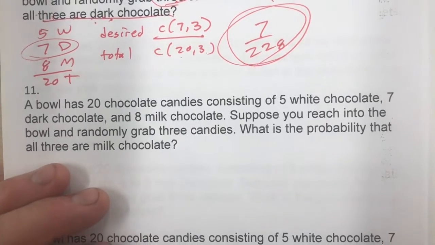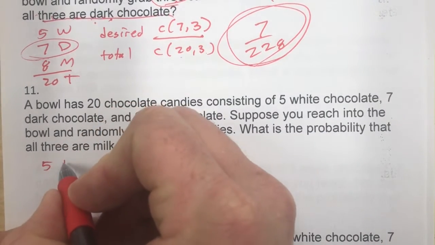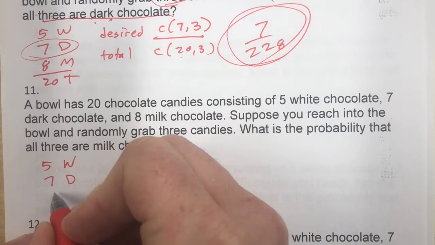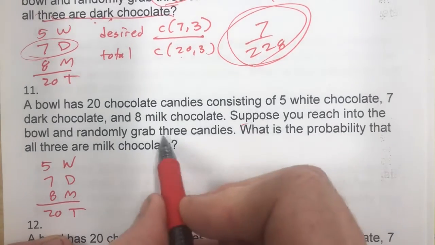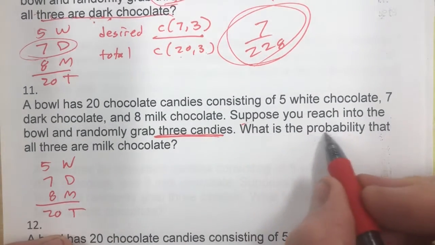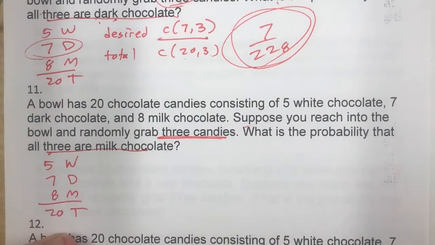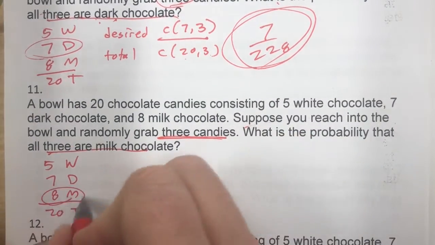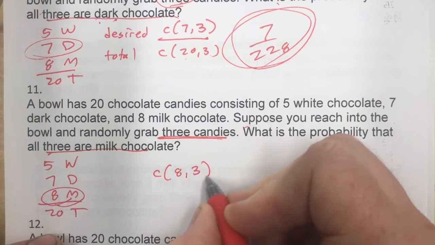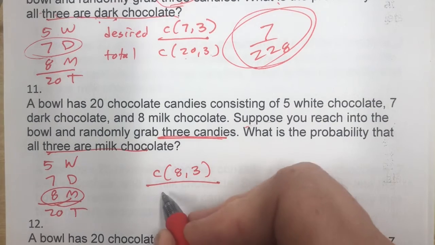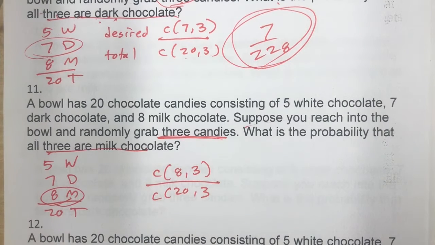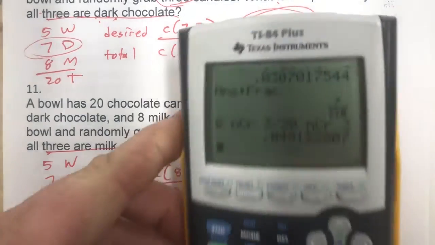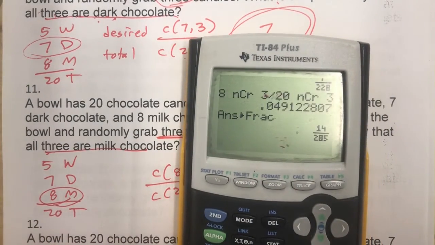The next one here, number 11. Same problem. 7 dark, 8 milk, 20 total. We're reaching in, we're grabbing 3 candies, but here's what's different. What's the probability that all 3 are milk this time? All right, here you go. Of the milk chocolate, there's 8 of those, so of the 8 milks, we desire all 3 of our candies to be milk. And on the bottom, we've got 20 total, we're selecting 3 total. So here's this one, and 14 over 285.